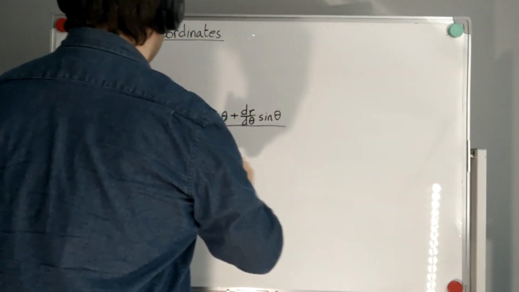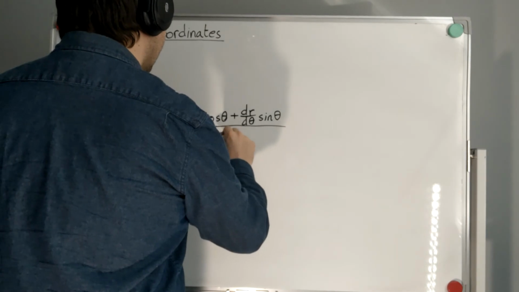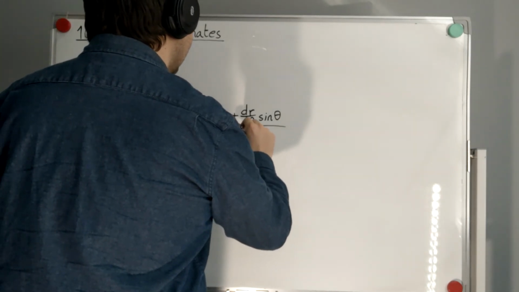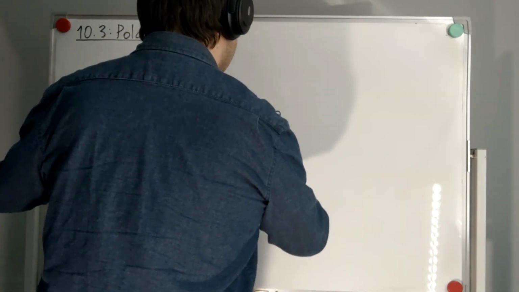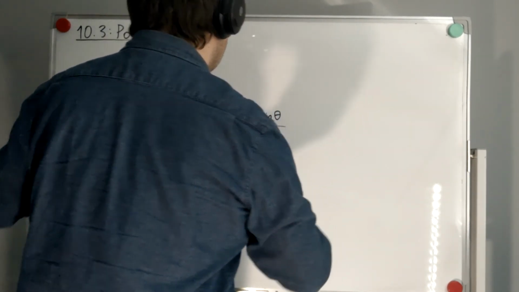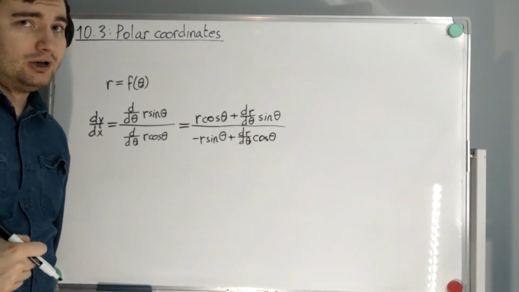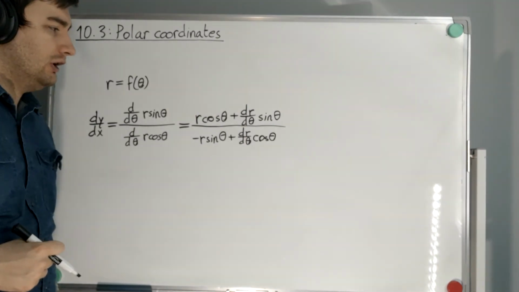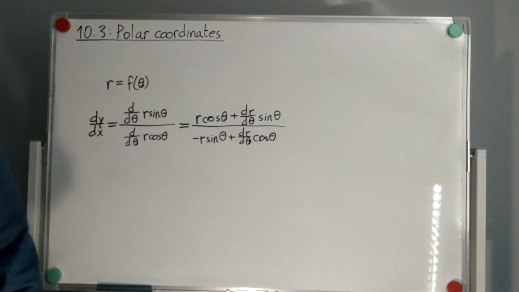And then we have, again, first times the derivative of the second plus the second times the derivative of the first. And this formula, although a little bizarre, will always give you the slope of the tangent line to a polar curve. Okay?